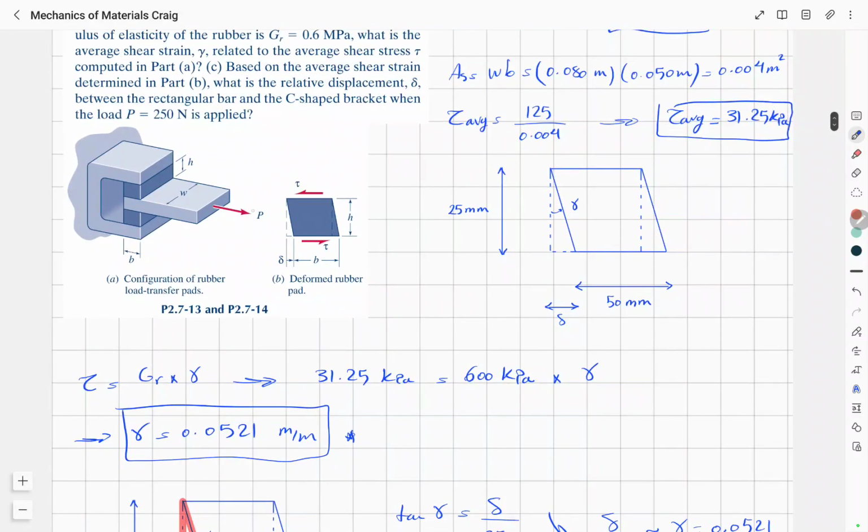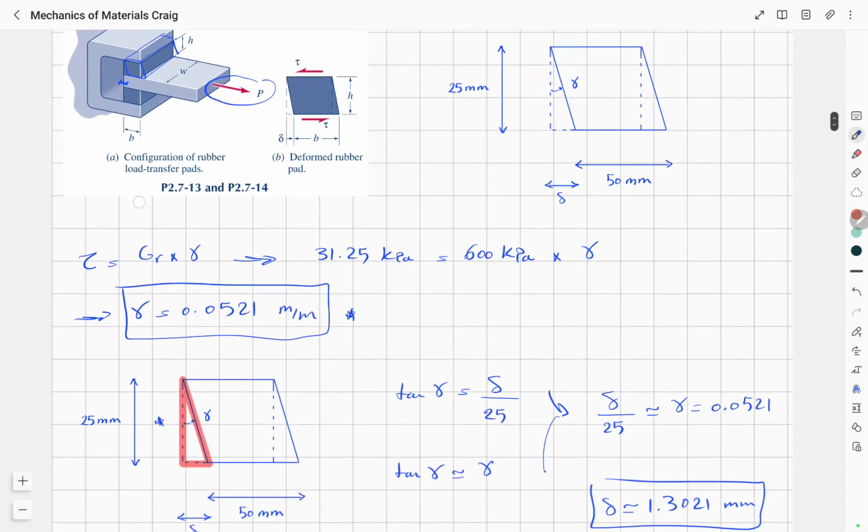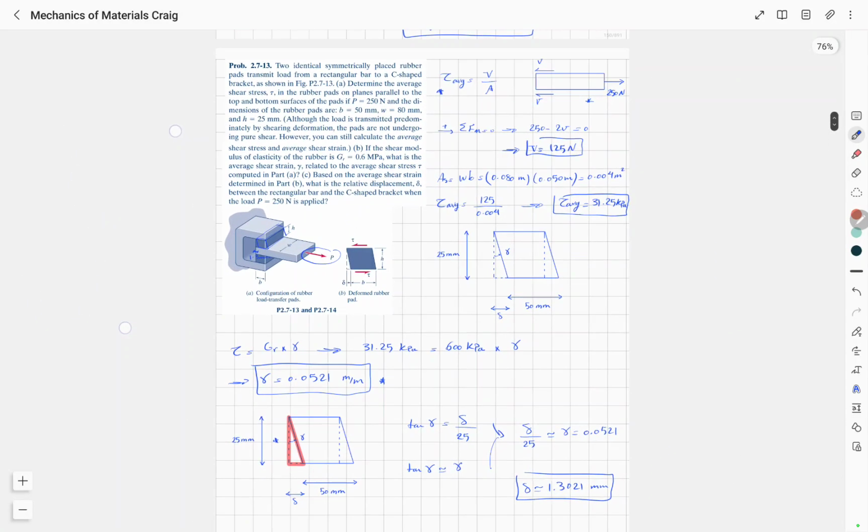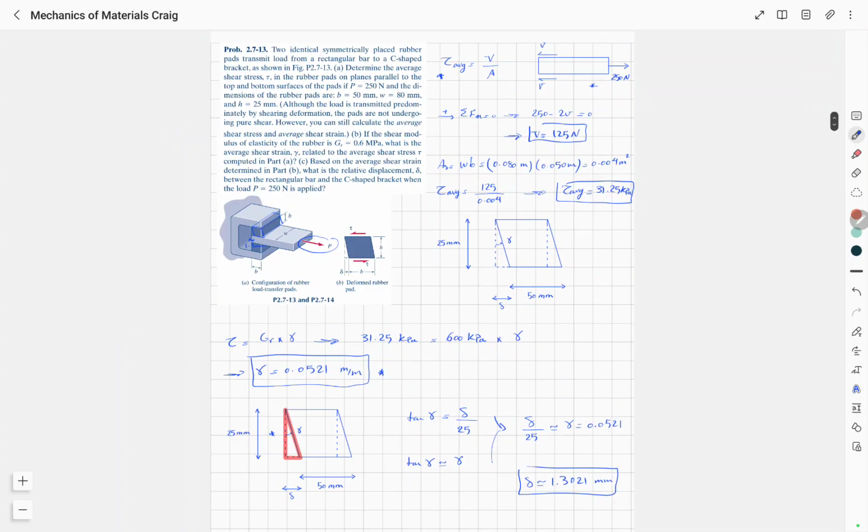So if we apply a load of 250 Newton here to the rectangular bar, this rubber here will deform like this, and this value here would be around 1.3 millimeters. That's it. We calculated the shear stress in the rubber, and then average shear strain, and finally the relative displacement between the bar and the C-shaped bracket.